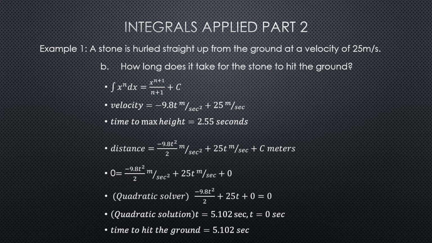So our true answer is the 5.102, which is in fact the original 2.55 seconds times 2, which was where our maximum height was. So it took the same amount of time to get all the way to the maximum height as it did to get all the way back to the ground. But we were able to use our calculus formulas to show that as well.